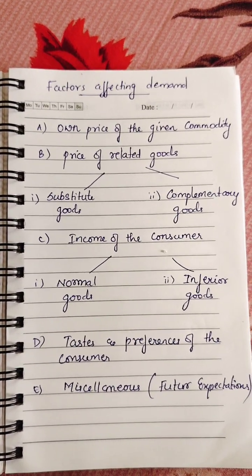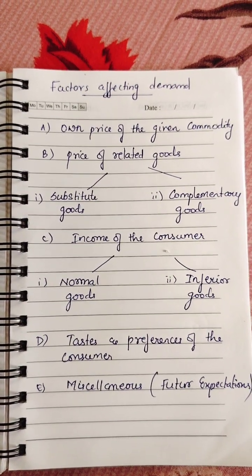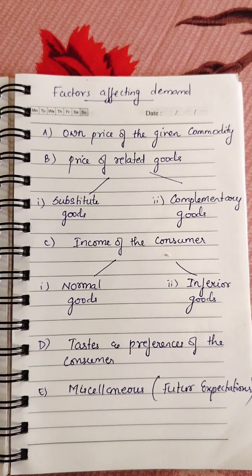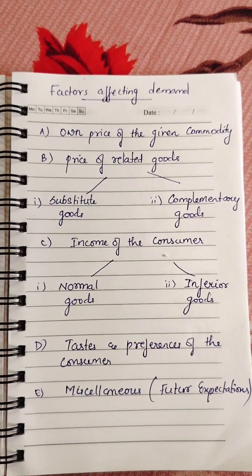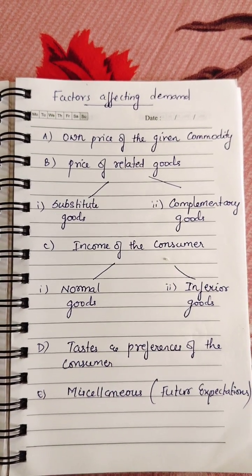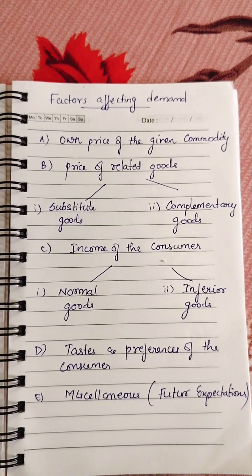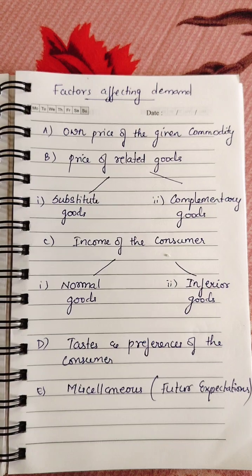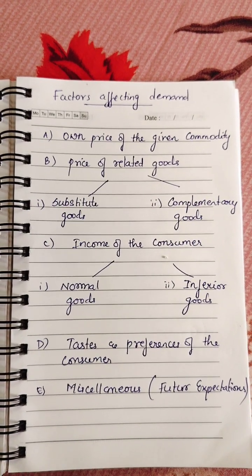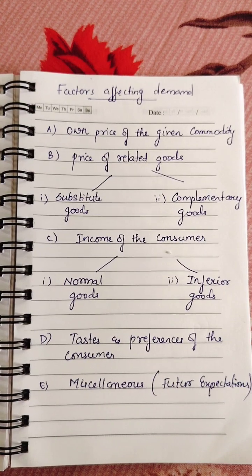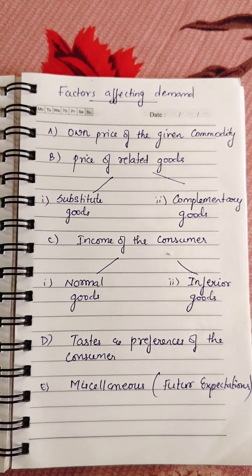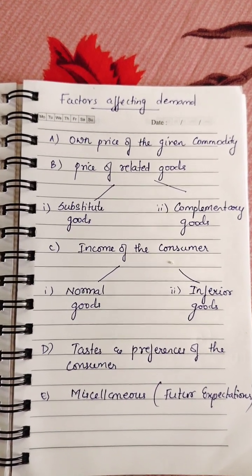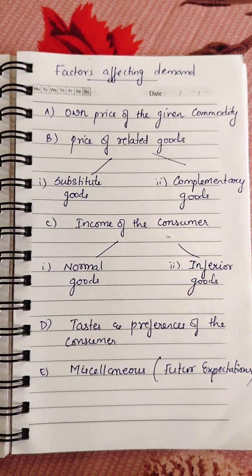The next one is complementary goods. In the case of complementary goods, let us take the example of car and petrol, or car and diesel. Suppose the price of petrol increases, the demand for the car will fall. If the price of petrol falls, the demand for the car will increase. Here car is the given commodity and petrol or diesel is considered the complementary good. So if the complementary good's price increases or decreases, the effect on demand is vice versa compared to related goods.